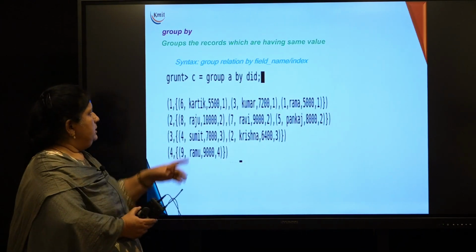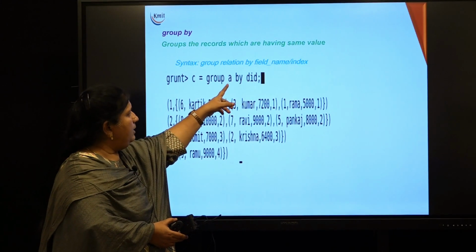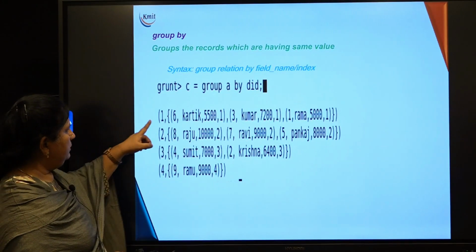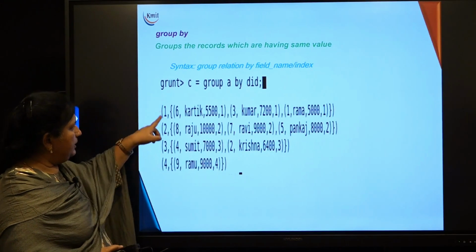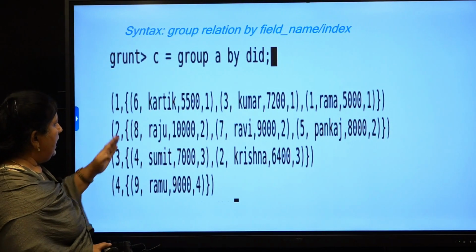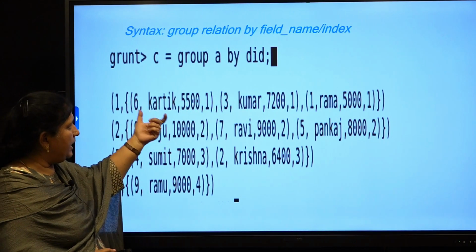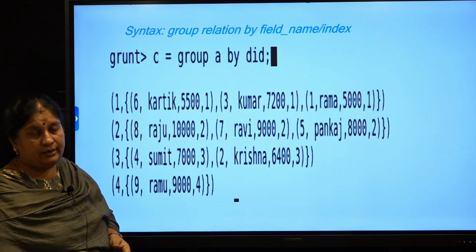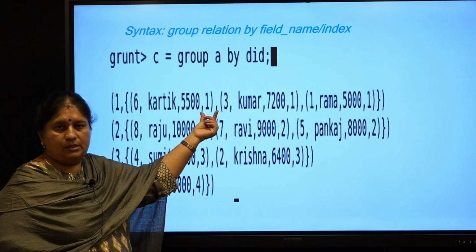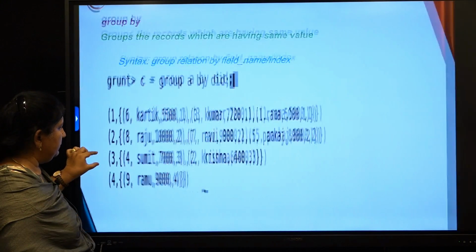So what did I do? C is equal to group the original relation A by DID, which stands for department ID. If you see this, the department ID, the grouping attribute, will come in the first position. This is the grouping attribute, and all the rows belonging to that particular department will come in random order. You cannot expect any specific order when it is building the bag. So this is just a random order of values corresponding to the common group attribute value.